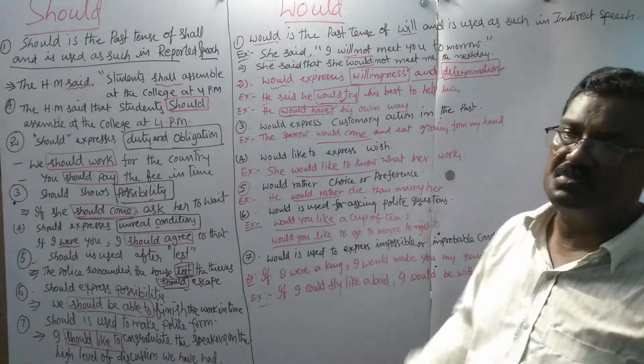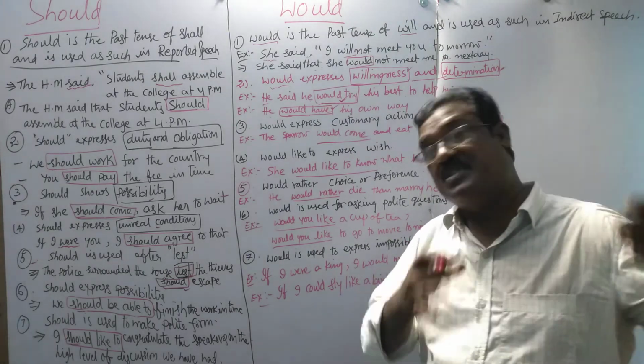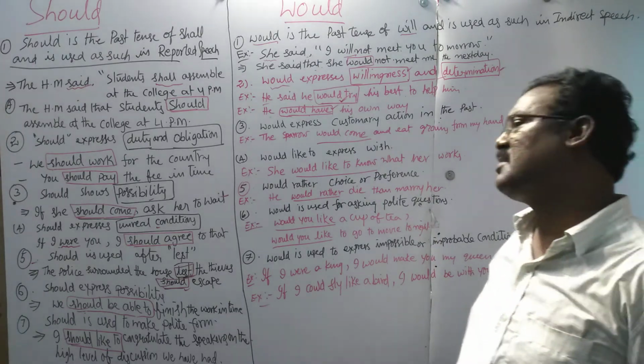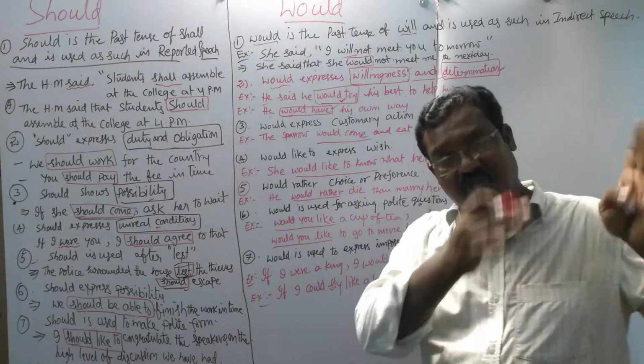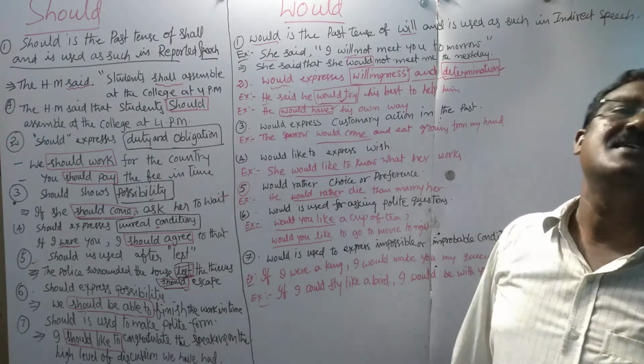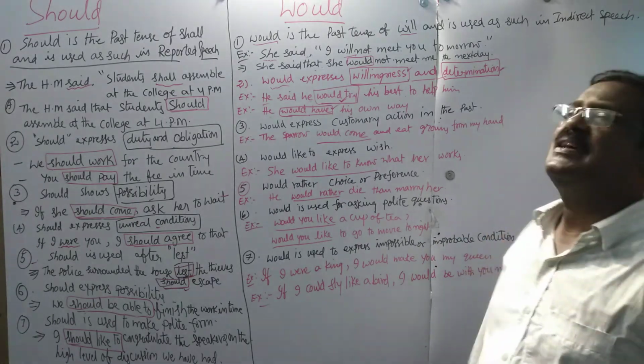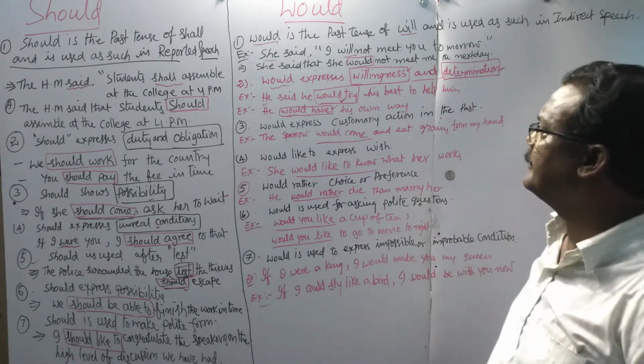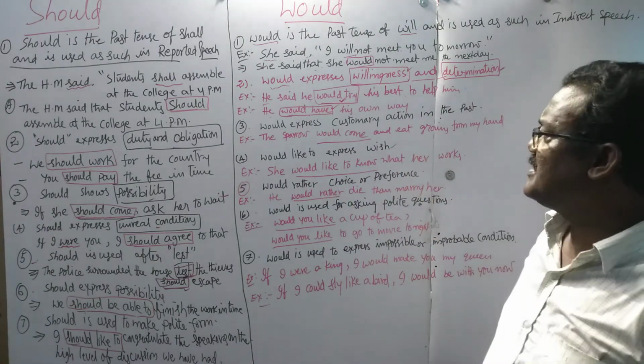I would do my work. I would do that work only. That means suppose somebody told you not to do that work. If you say, I would do that work only, that is called determination. Would do expresses strong determination you decided in your mind. Would like to express a wish.